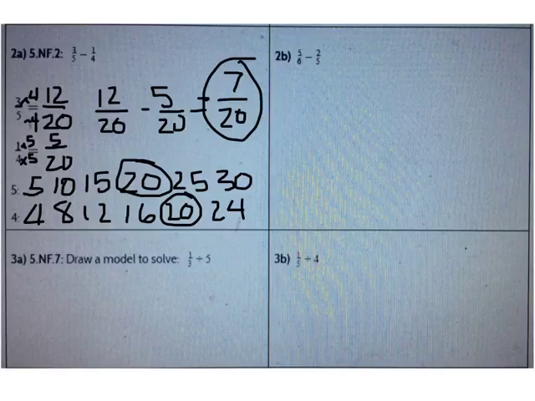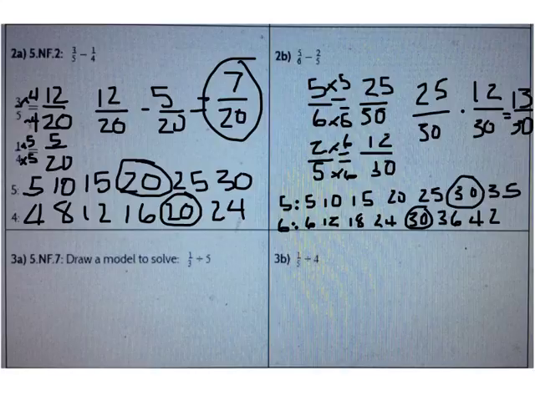Now you try one. What's 5/6 minus 2/5? Find your least common denominator, create equivalent fractions, and then subtract your equivalent fractions. Go ahead and solve that problem now. The correct answer is 13/30. The least common denominator is 30. When I change 5/6, 6 times 5 is 30, and 5 times 5 is 25. When I change 2/5, 5 times 6 is 30, and 2 times 6 is 12. When I subtract 25 minus 12, I get 13 over 30.